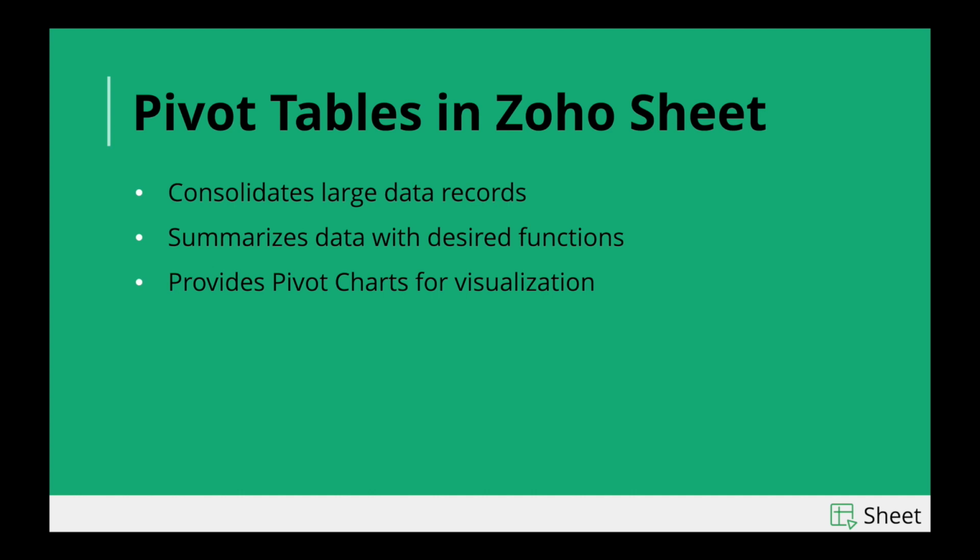So coming to this session's topic, pivot tables in Zoho Sheet. What is the benefit of having rows and rows of data if you cannot derive any conclusions from them or if you cannot study that data? Pivot tables help you consolidate and study those large data in your spreadsheet. You can also choose to summarize and consolidate this data with desired functions such as sum, count, average, etc. And Zoho Sheet also provides you with the ability to create pivot charts from this consolidated data so you can visualize them graphically too.